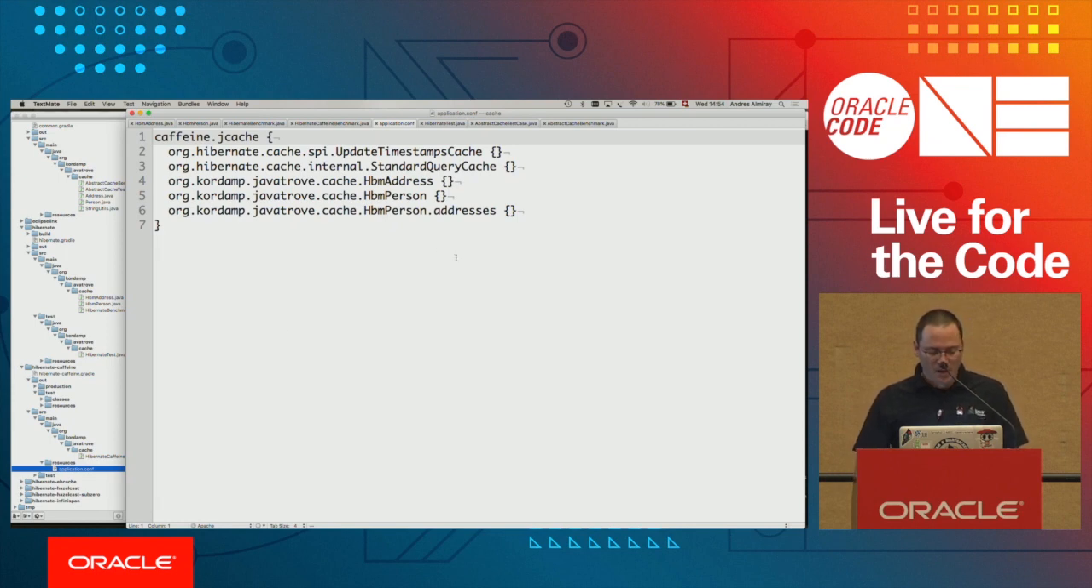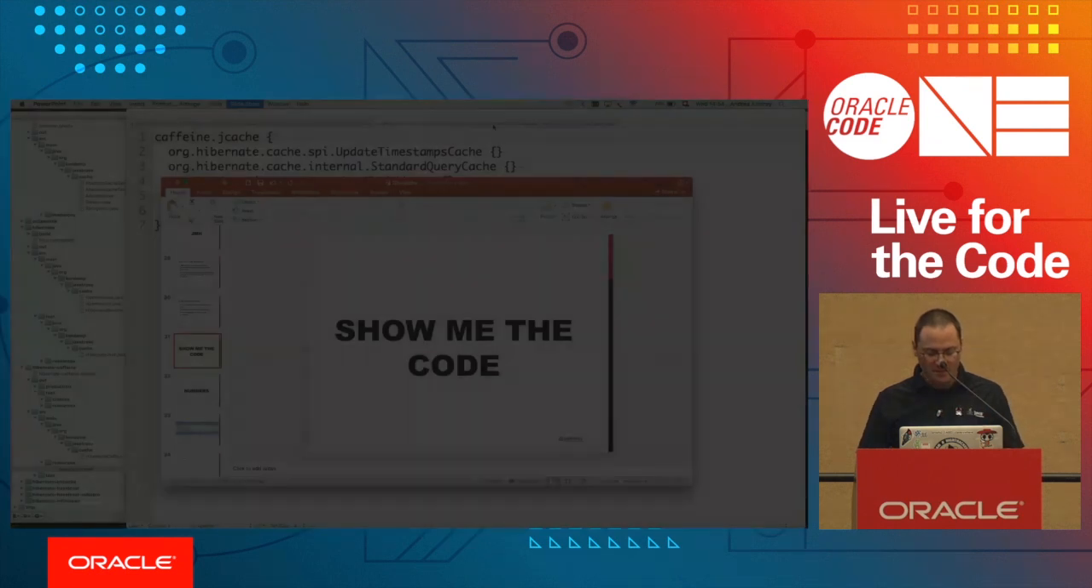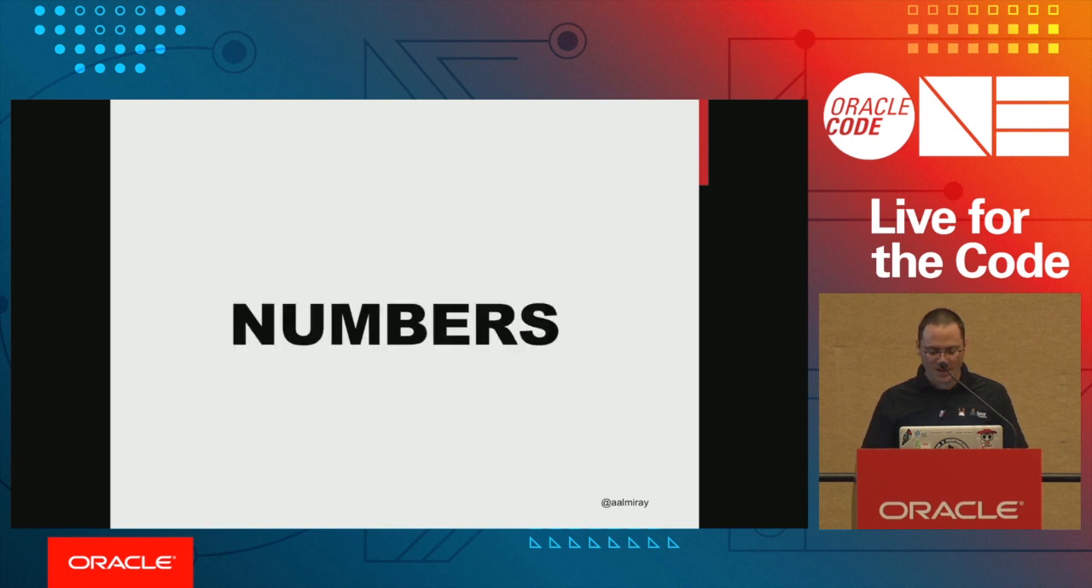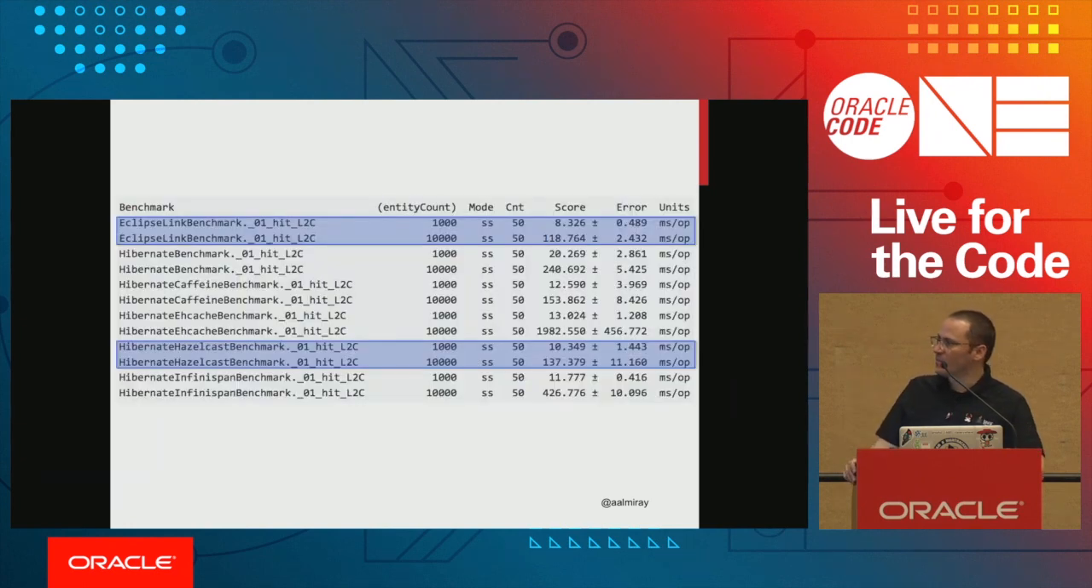Okay, so the code looks like this, and once we have run the benchmarks, we got some numbers. And the numbers look like this. The first blue rectangle, those are the numbers for EclipseLink. And so we can see that for the small data set, for 1,000 entities, we got about 8.3 operations per millisecond, and we had an error of 0.4. So this is our base.